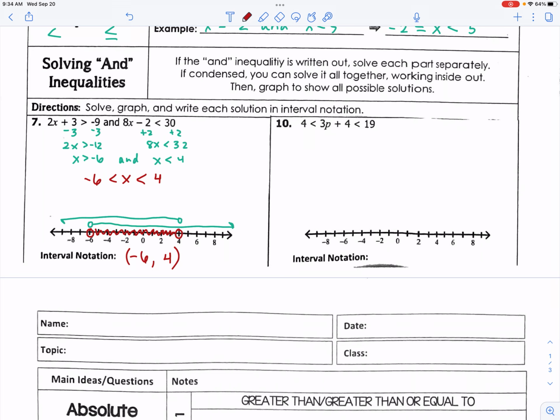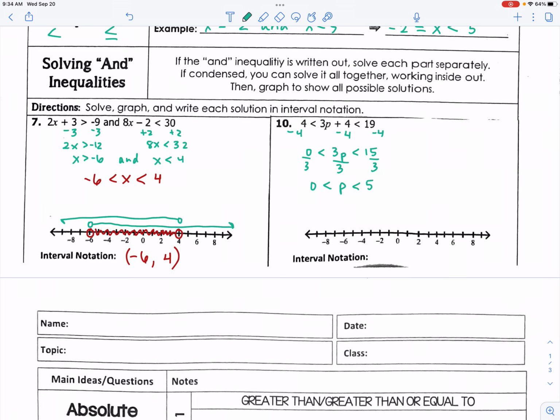Now, if we have a condensed one, the way this one's condensed here, we have this expression in the middle. The way we're going to solve this is we're just going to work from the inside out. So I'm actually going to subtract this 4 from all parts. That leaves me with 0 less than 3p less than 15. Then we divide all parts by 3. That leaves me with 0 less than p less than 5.